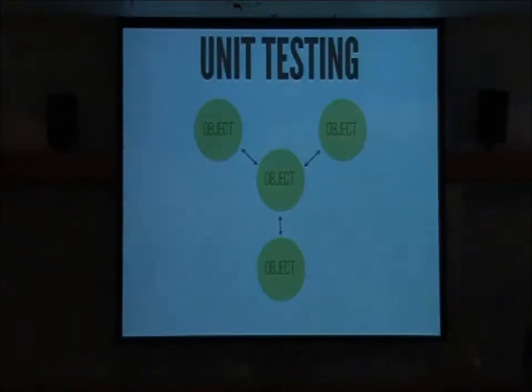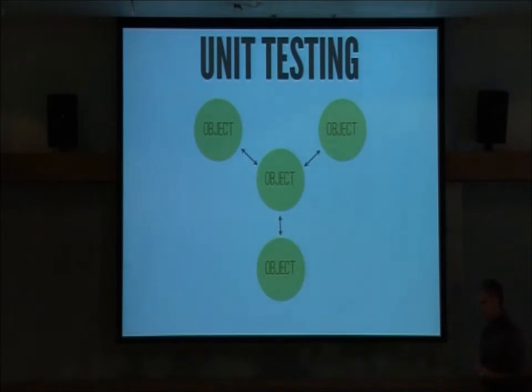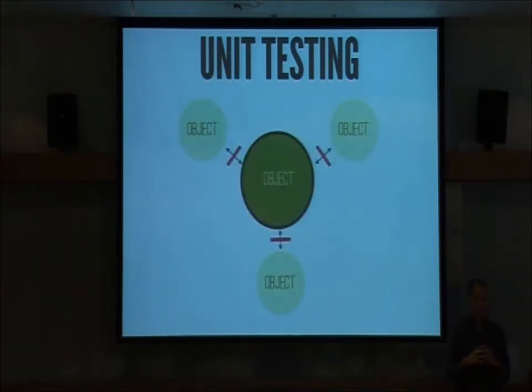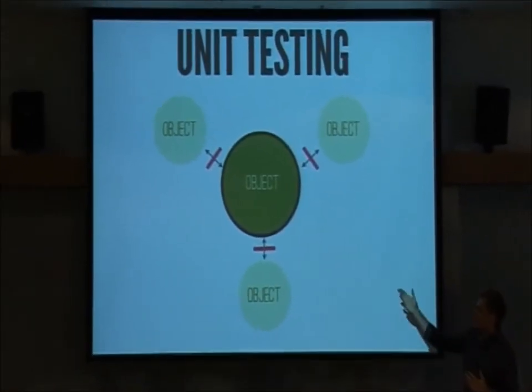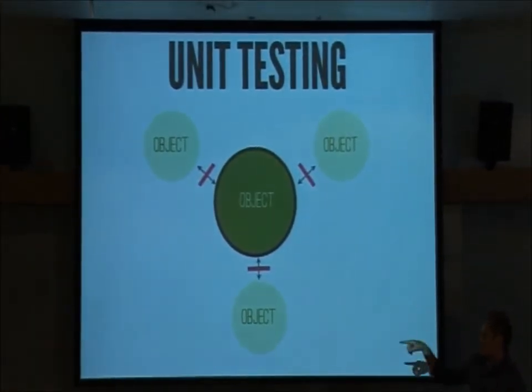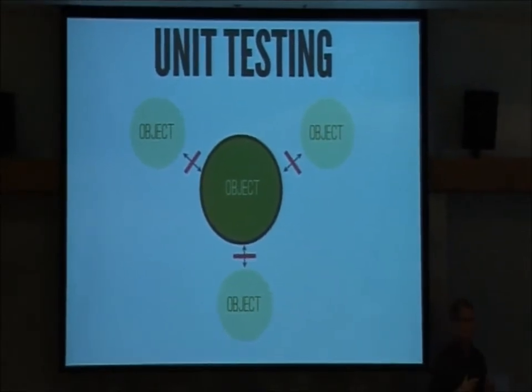So let's look closer at unit testing. We have a web of objects that speak to each other, and if we look at the object in the middle and want to unit test that object, we probably want to focus on this one and cut out the relationships or collaborations with the other objects. When we do that, it's called mocking or stubbing.